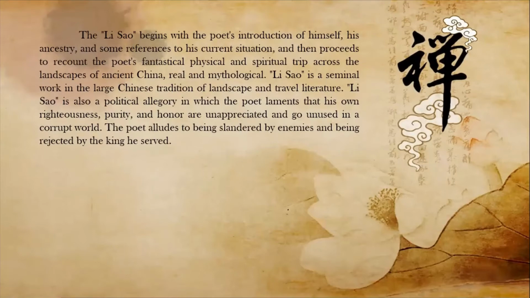Also, Li Sao is a political allegory in which the poet laments that his own righteousness, purity, and honor are unappreciated and go unused in a corrupt world. The poet alludes to being slandered by enemies and being rejected by the king he served.